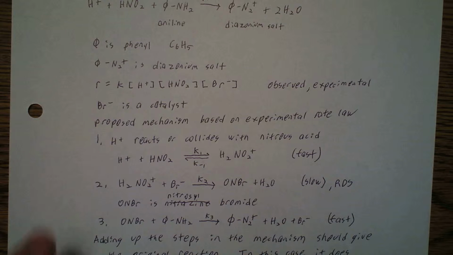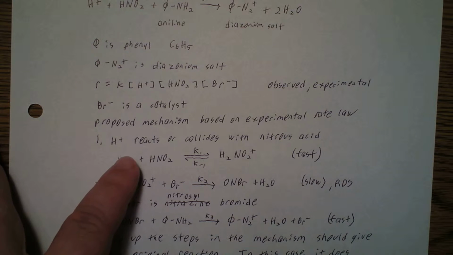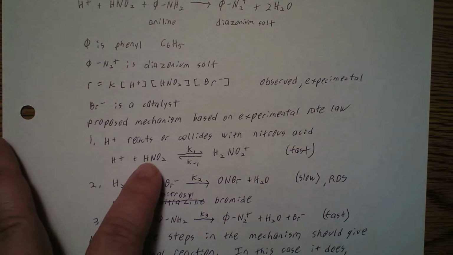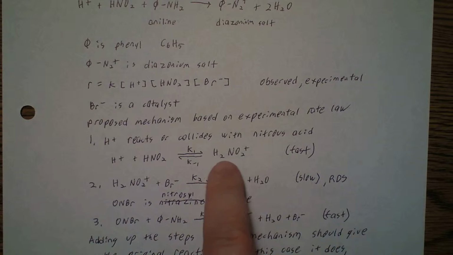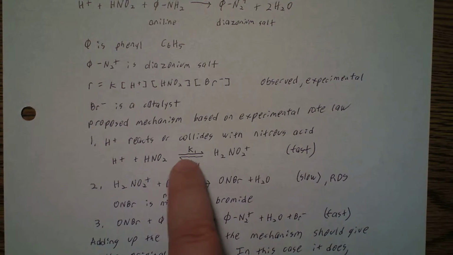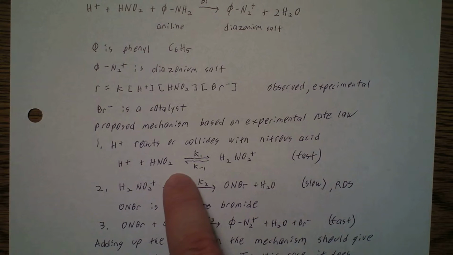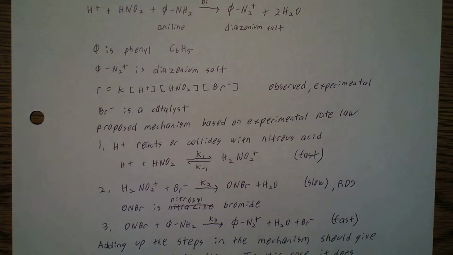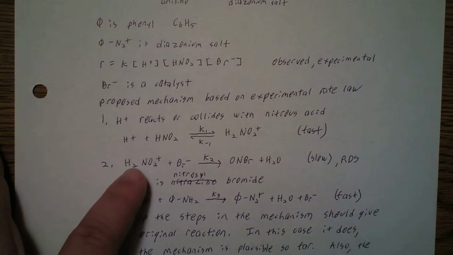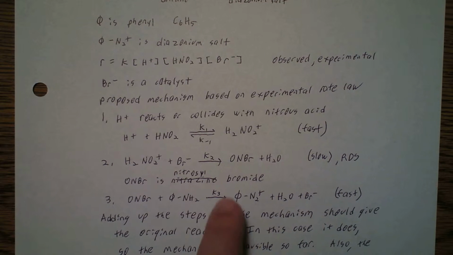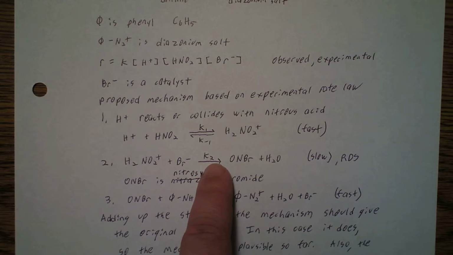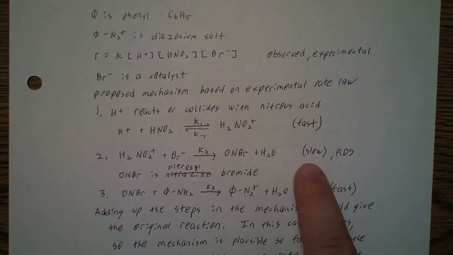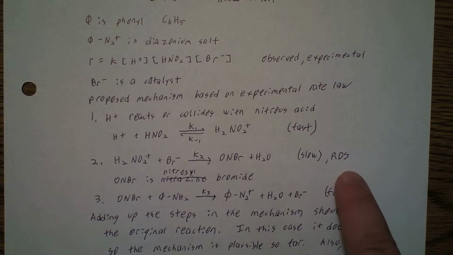So first we'll say that an H plus ion reacts or collides with a nitrous acid. So we have H plus plus HNO2 in equilibrium with this H2NO2 plus. And of course there'll be a forward rate constant and a reverse rate constant for this equilibrium reaction. And we'll say this one happens really fast. And then step 2, we'll take that H2NO2 plus a bromide and go into ONBr plus H2O.